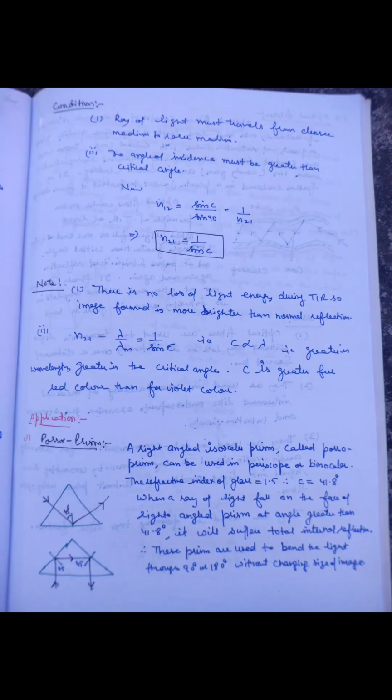Stars appear to be twinkling. The Sun appears to be flattened. The phenomenon by virtue of which light traveling from a denser medium to a rarer medium at an angle greater than the critical angle is reflected totally back in the denser medium is called total internal reflection.